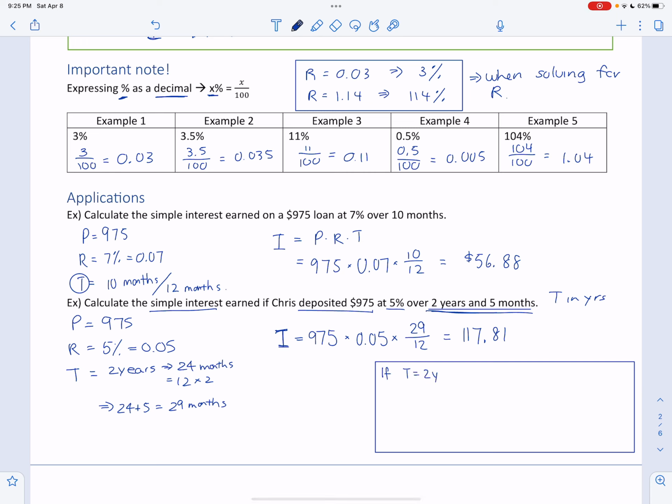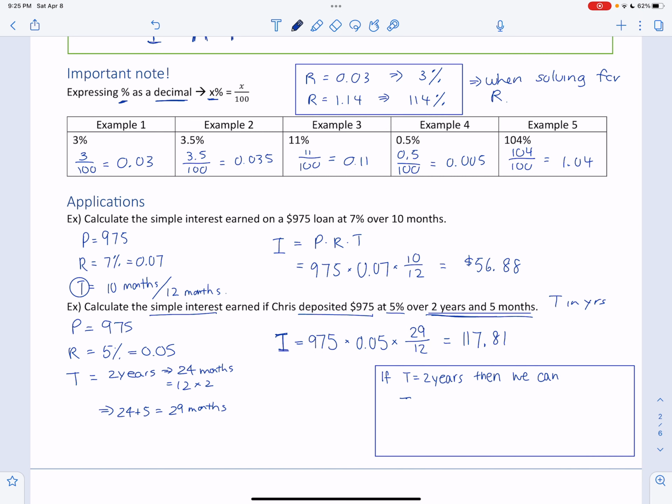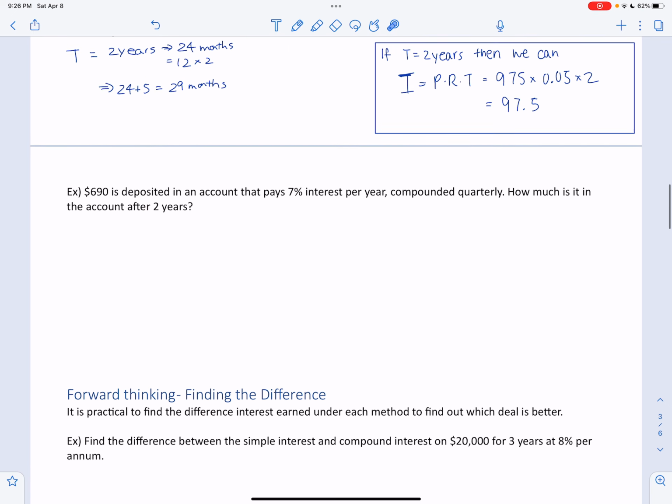If T was 2 years, then we can do I equals P times R times T, so 975 times 0.05 times 2 like your regular way, which gives us 97.5. Okay, very different. The extra 5 months earns a little bit more, right? This is only 2 years. This one is longer. Okay.